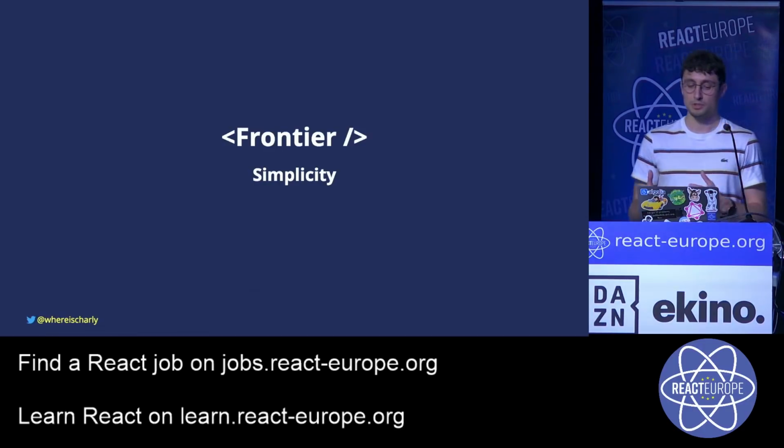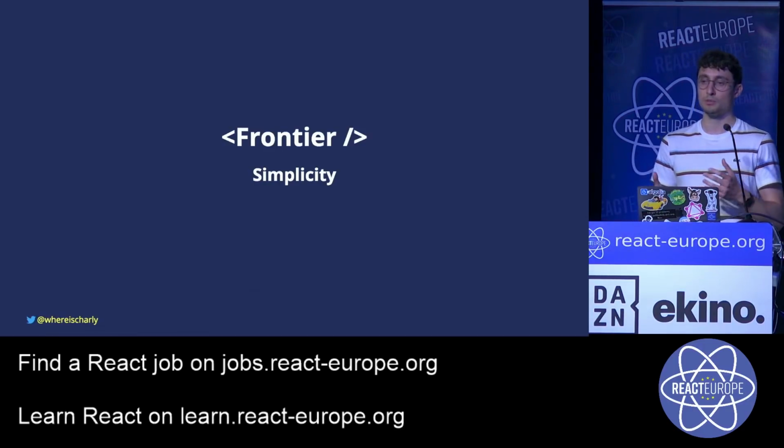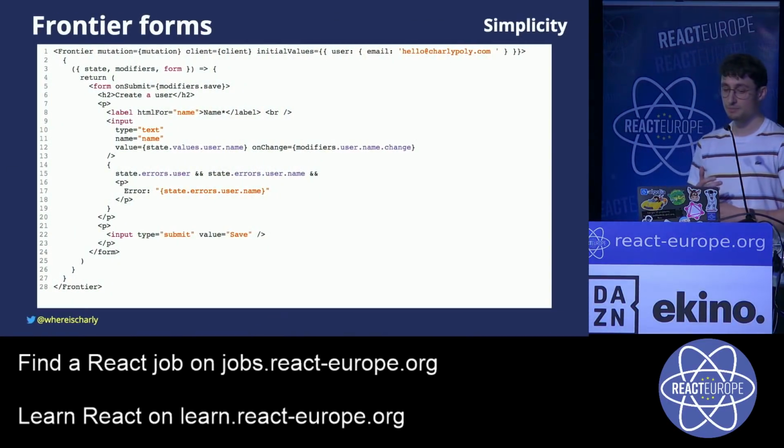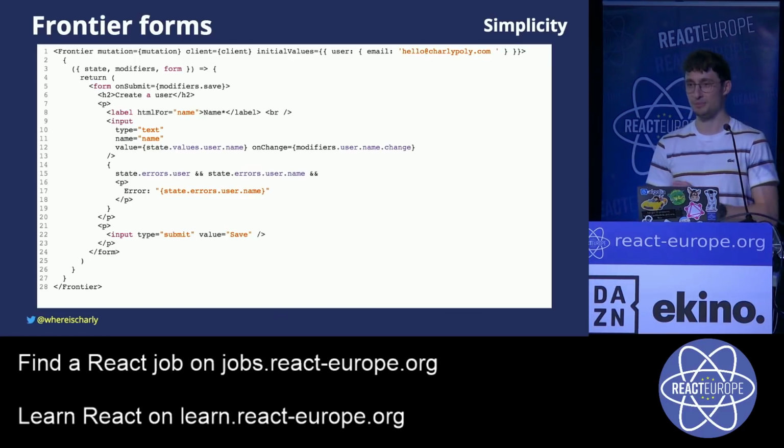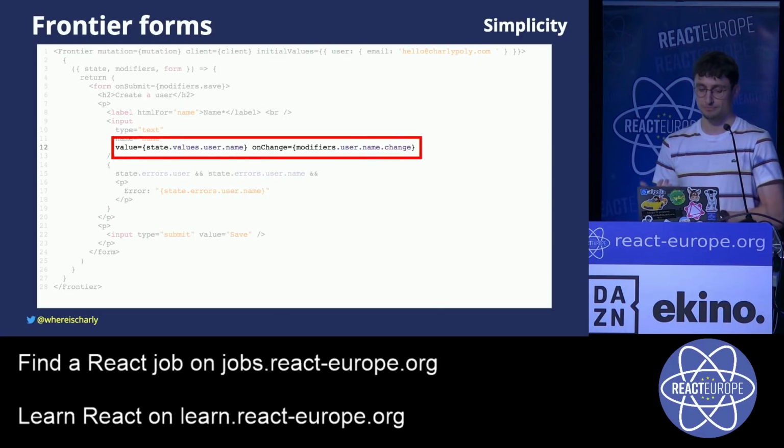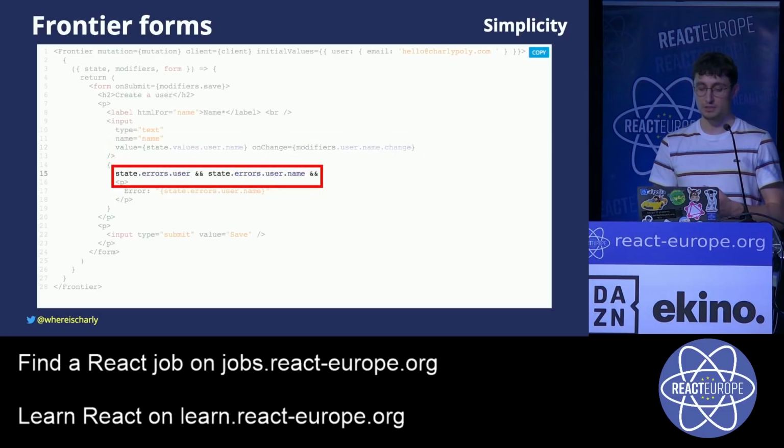There are many ways to use Frontier, and one of them is very similar to the way you use Formik. So let's have a look at this first version. This is, again, a create user form that uses Frontier. We are providing a mutation, an Apollo client, some initial values, and some render props. You can see that it's very familiar. You have everything that you already know. You have access to the values, to some modifier functions, to the errors, et cetera.